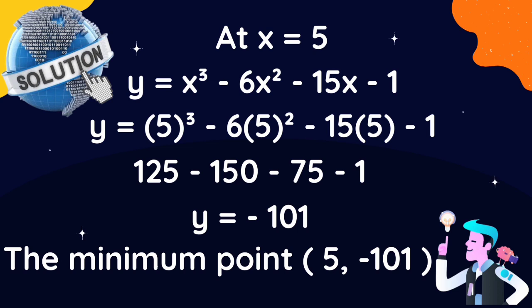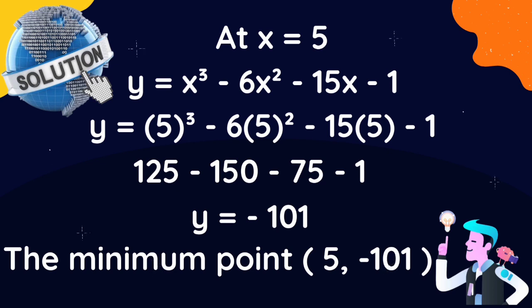So after determining that it is a minimum point, you subsequently substitute the value of x back into the original expression to determine the corresponding value of y. When you substitute the critical value back into the original function, you are going to have 5 raised to the power 3 minus 6 bracket 5 raised to the power 2 minus 15 bracket 5 minus 1.